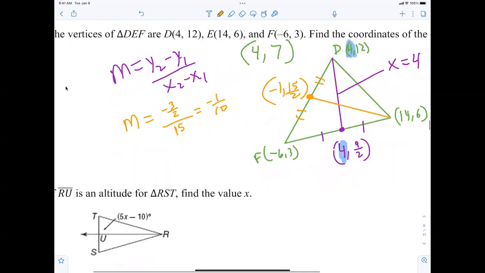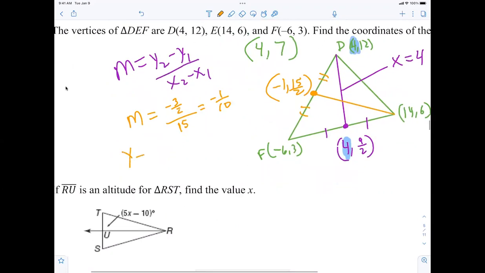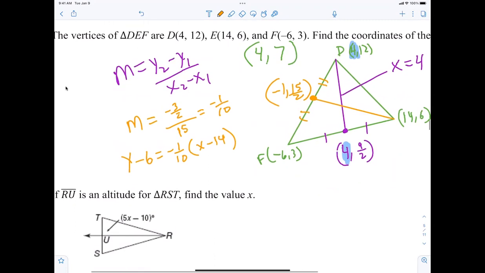So your equation is y minus 6 equals -1/10 times x minus 14. And now all I have to do is plug 4 in for x. 4 in for x. So that's -10. That'd be 1. 1 plus 6 is 7. So if you solve that out, you'll get the correct answer.